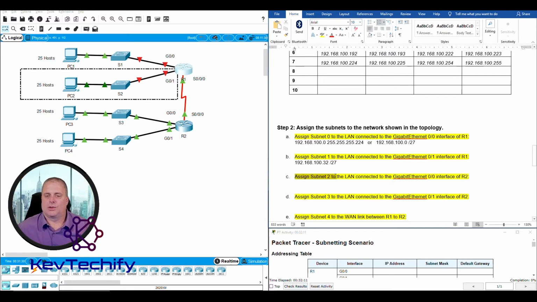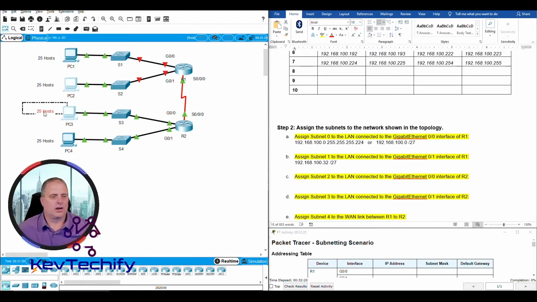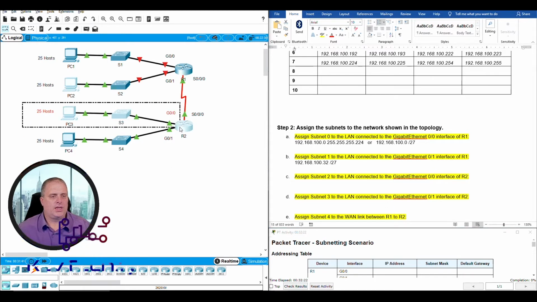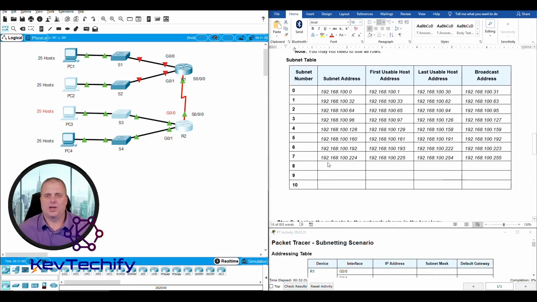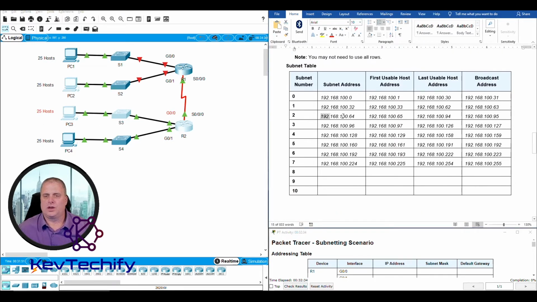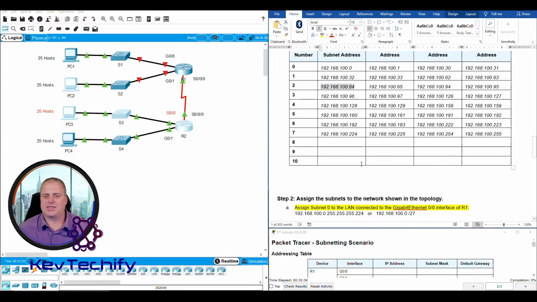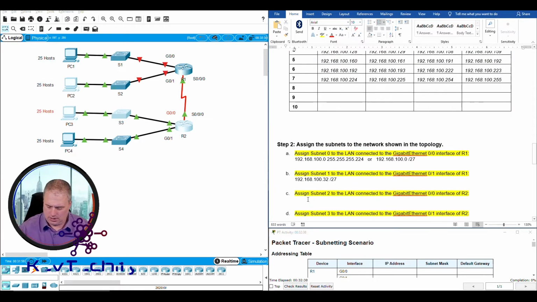Assign subnet 2 to the LAN connected to the gig 00 interface on R2. Once again, we are looking at this network right here, the one with PC2 and switch 2 in it. That gets subnet 2, our third network. That is 192.168.100.64/27.